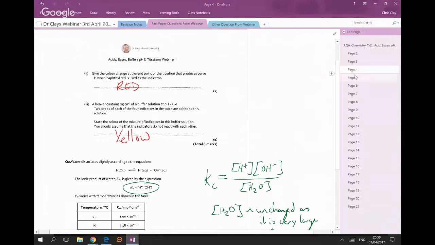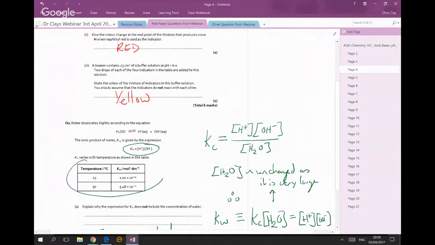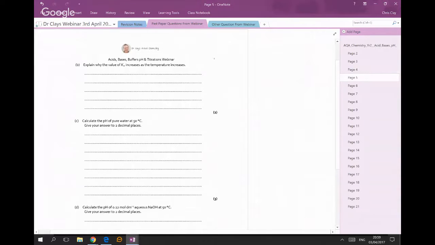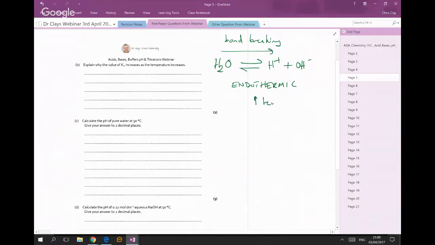So here, if we look back at the data, you'll notice that at 50 degrees Celsius and 25 degrees Celsius, there's an increase in KW. Well, in order to do that, we need to look at the expression. So here we're looking at H2O in a reversible reaction to make H plus plus OH minus. The key thing about going in this direction is it's bond breaking, which is an endothermic process, and therefore we'll shift that to the right hand side if we increase the temperature.